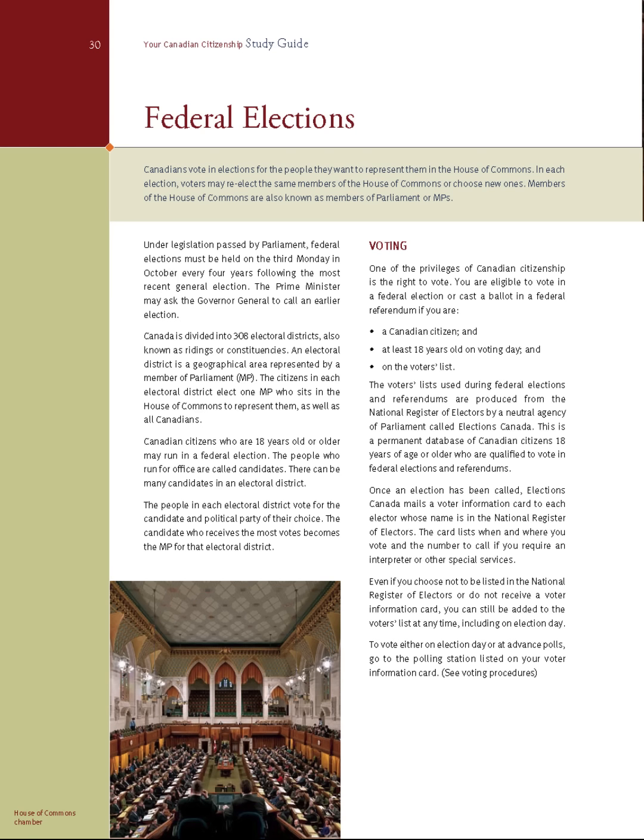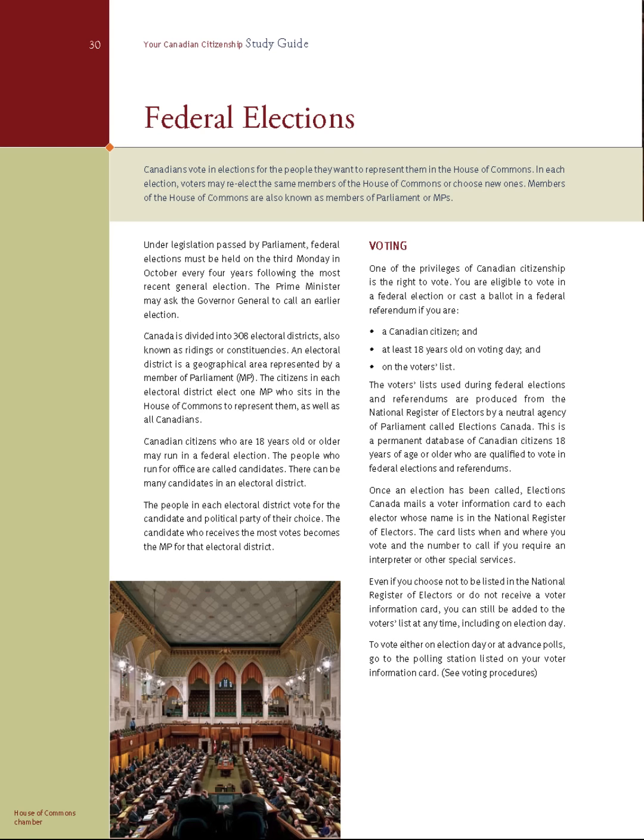Canada is divided into 308 electoral districts, also known as ridings or constituencies. An electoral district is a geographical area represented by a Member of Parliament, MP. The citizens in each electoral district elect one MP who sits in the House of Commons to represent them, as well as all Canadians.